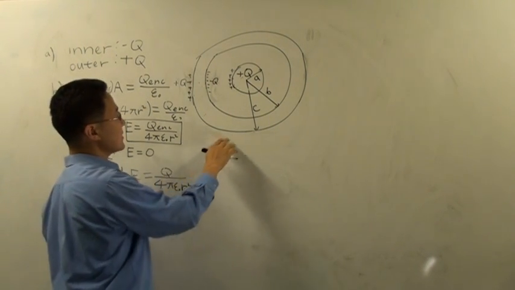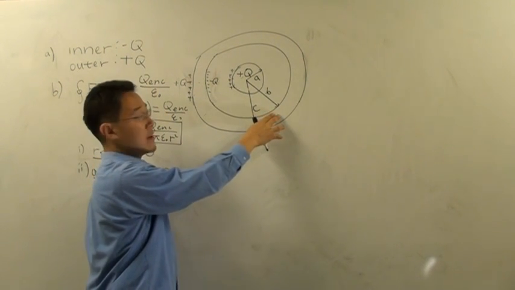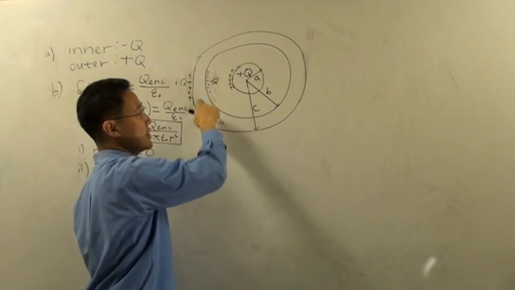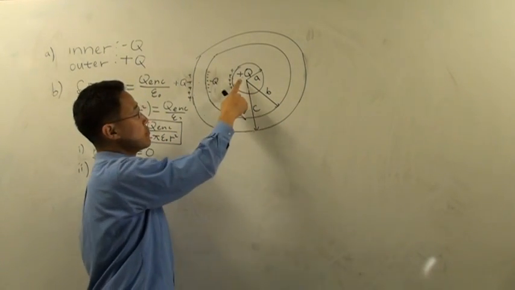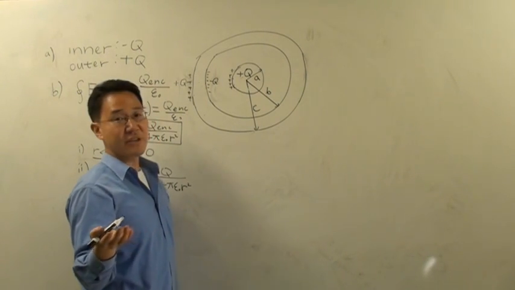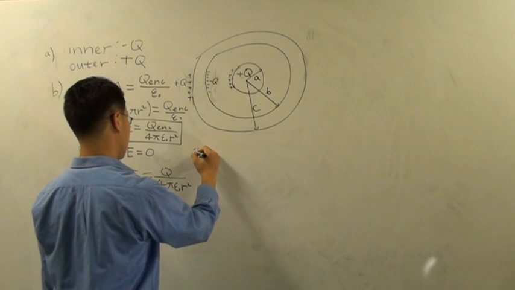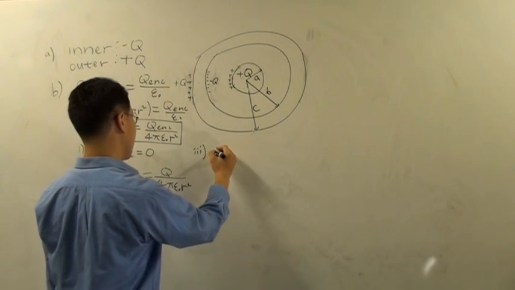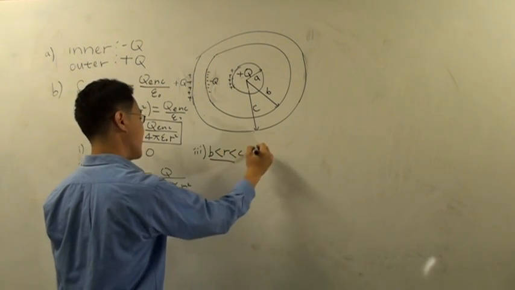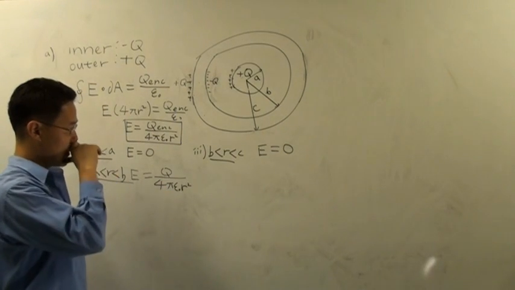And the third part is asking us what the electric field is within the spherical shell. We can see that in this region, the enclosed charge is plus Q and minus Q. So again, the net charge is 0. So between B and C, the electric field is 0.